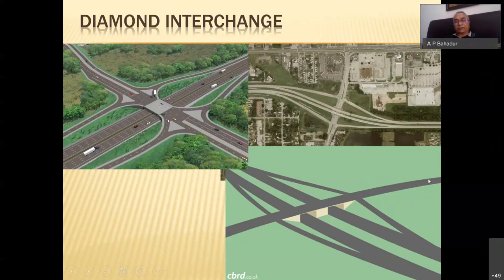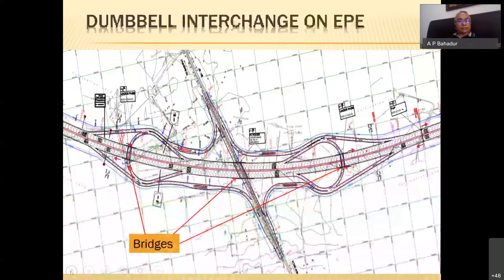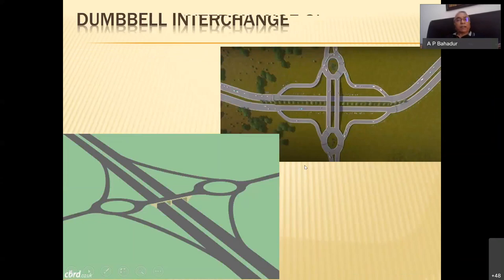So this was the principle, and as you can see here, the vehicle comes onto the elevated portion and then takes a turn left or right. This is your diamond interchange. Then, another improved system for the diamond interchange is a dumbbell interchange, which is a typically British practice.